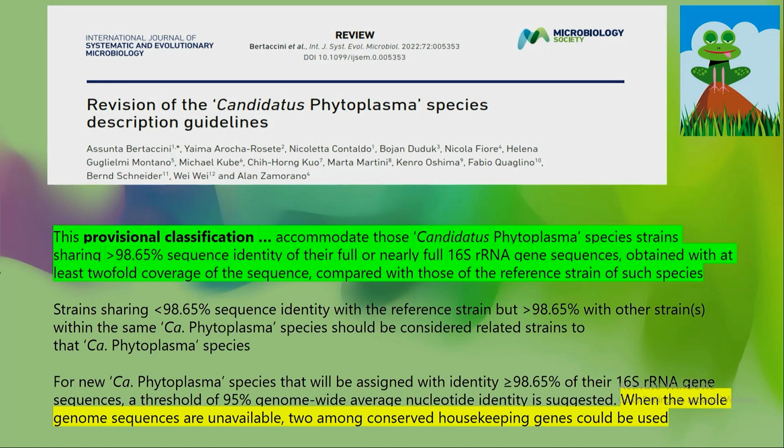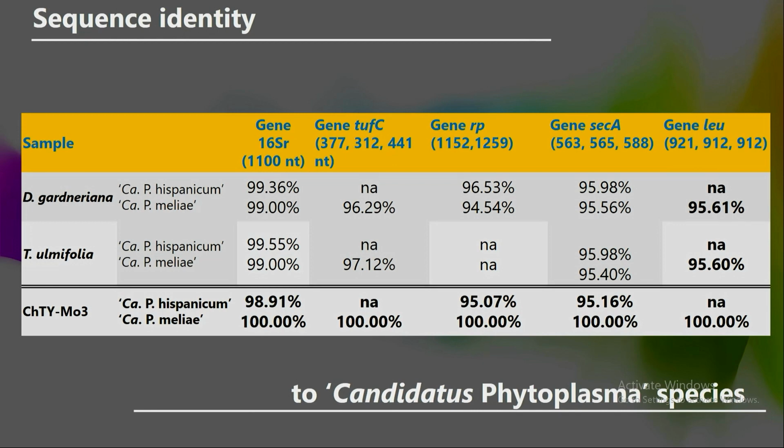We tried to follow the revision guideline I showed you yesterday. So we went to the sequencing of the other housekeeping genes, and these are the results of the sequencing. We used the sequences available in GenBank for Candidatus Phytoplasma hispanicum. You see in bold the melie, and what is clear is the first one on the left is 16S. The Dimorphandra gardneriana strain has 99.36 and 99 to both. And the Turnera is 99.45 and 99. So on 16S, they can be both, Hispanicum or Melie. So, question mark.